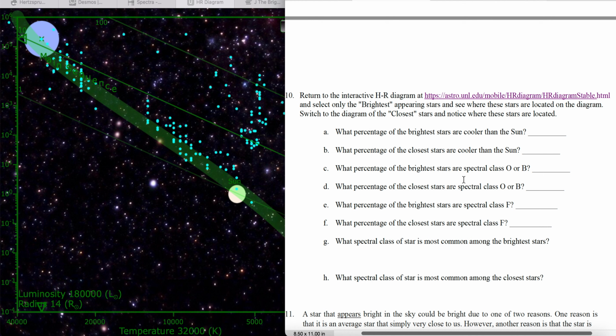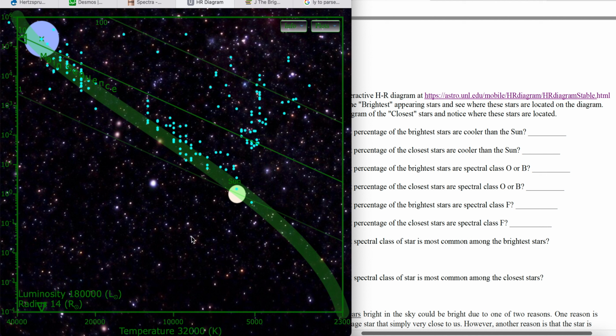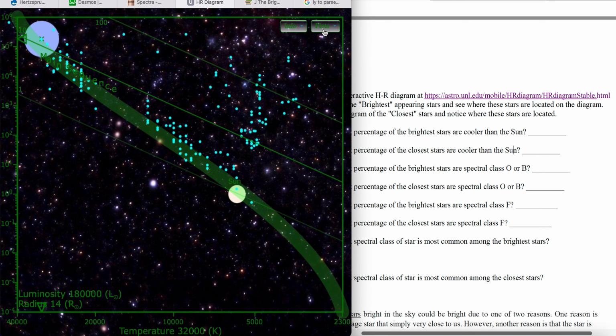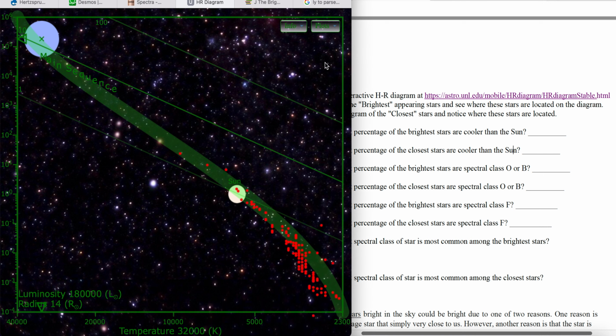And here, you're then asked to classify them. So I ask, what percentage of the brightest stars are cooler than the sun? That's just thinking about temperature, so I bet you can get an idea of that right away. Then, what percentage of the closest stars are cooler than the sun? Well, let's change the plot over to closest. Now the red dots are showing all the closest ones. That's interesting, isn't it? A very different group of stars.